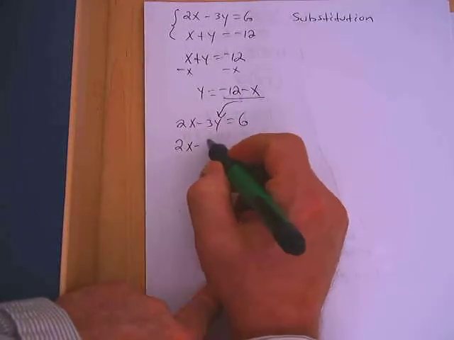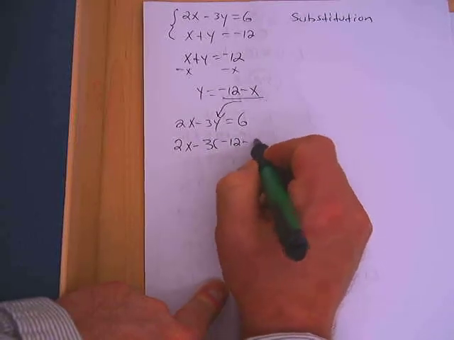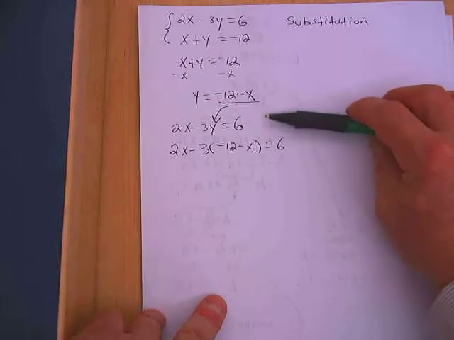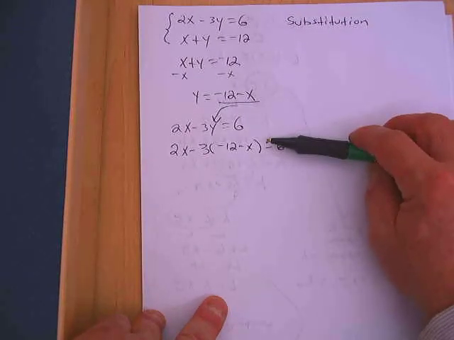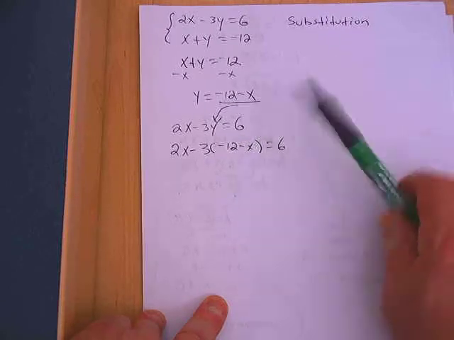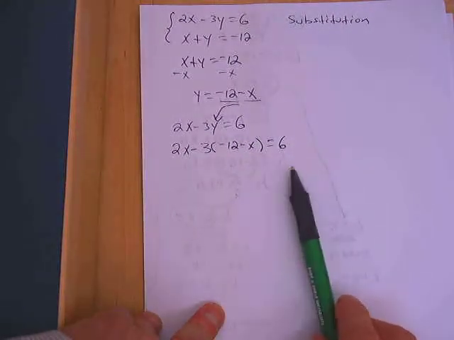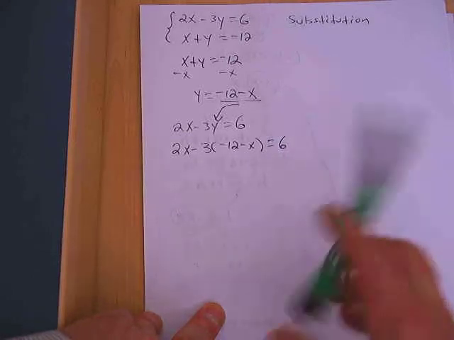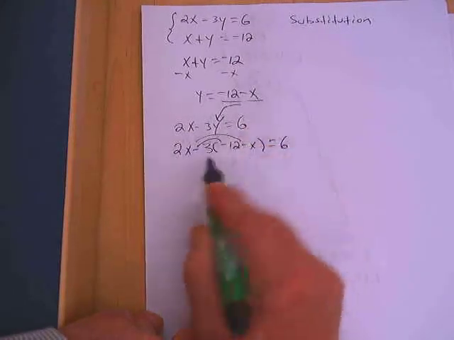We're going to put that in here, and we're going to get 2x minus 3 times negative 12 minus x equals 6. All I did between here and here was replace y with what I figured it out to be, because now I have an equation with one variable in it. And now I can solve this equation.